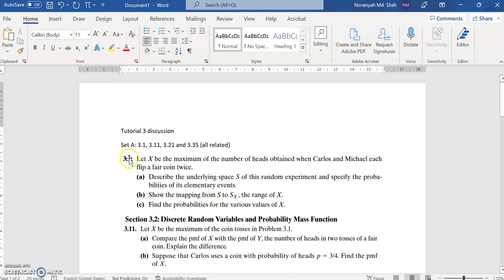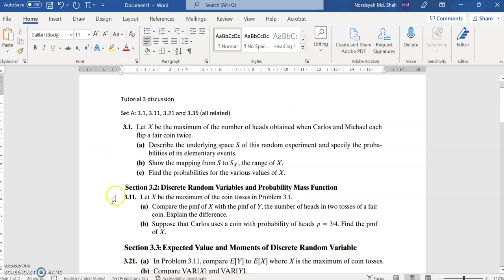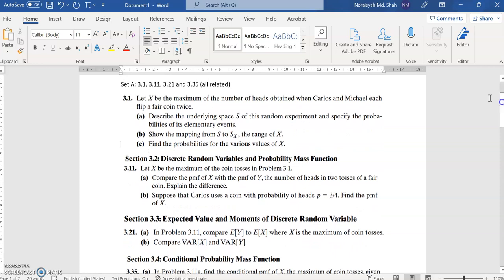Okay, so let's look at 3.1. What I'm doing is grouping them into set A: 3.1, 3.11, 3.21, and 3.35, because they're all related. So it's easier for me to solve it this way. So let's look at 3.1.